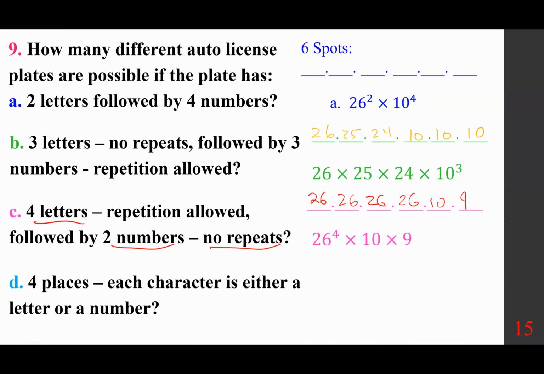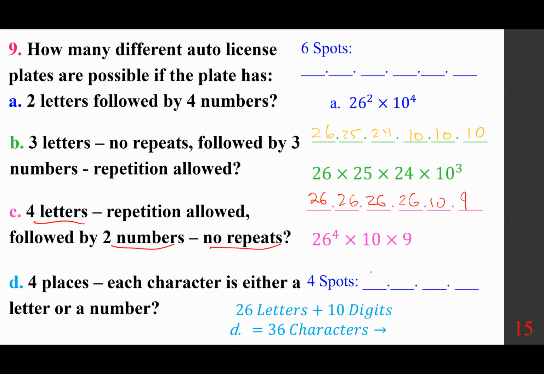4 places, each character is either a letter or a number. So we have 4 spots. And we have 26 letters and 10 digits. That gives us 36 characters. And so I can put 36 here, here, here, here, or 36 to the power of 4, because there is no restriction.